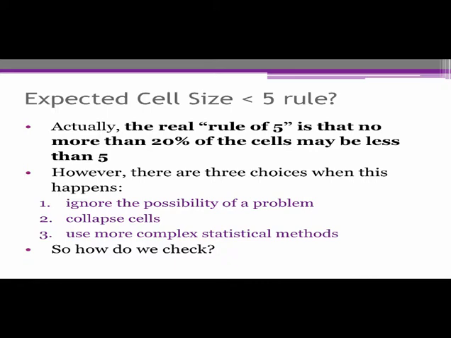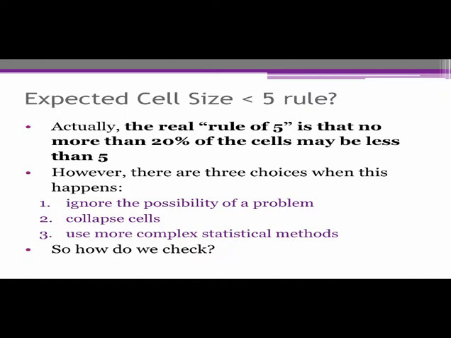So what happens if we violate that? We could ignore it. We could collapse our cells. So we have 10 cells here. We have 5 outcomes. We could possibly collapse it to be 3 outcomes or 2 outcomes. And collapse means to merge or add together some of the groups. For example, we could collapse better and somewhat better into one group, or worse and somewhat worse into one group. We could do no change or better into one group and worse as another group. So we could go down to 3 groups or 2 groups if we wanted to collapse cells. Or we could use more complex statistical methods.